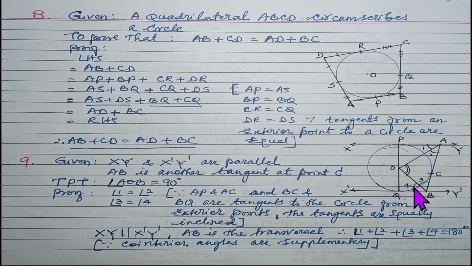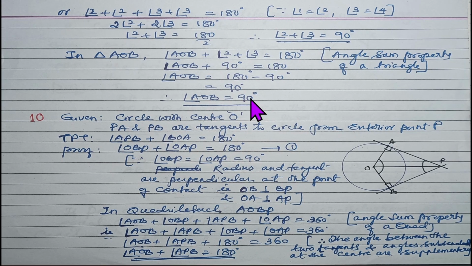4 is 180 degrees. But we know that angle 1 is equal to angle 2 and angle 3 is equal to angle 4. That means 2 times angle 2 plus 2 times angle 3 is equal to 180 degrees. So angle 2 plus angle 3 is 90. If angle 2 plus angle 3 is 90, then in triangle AOB, angle AOB has to be 90 degrees, and that is exactly what I have proved here.